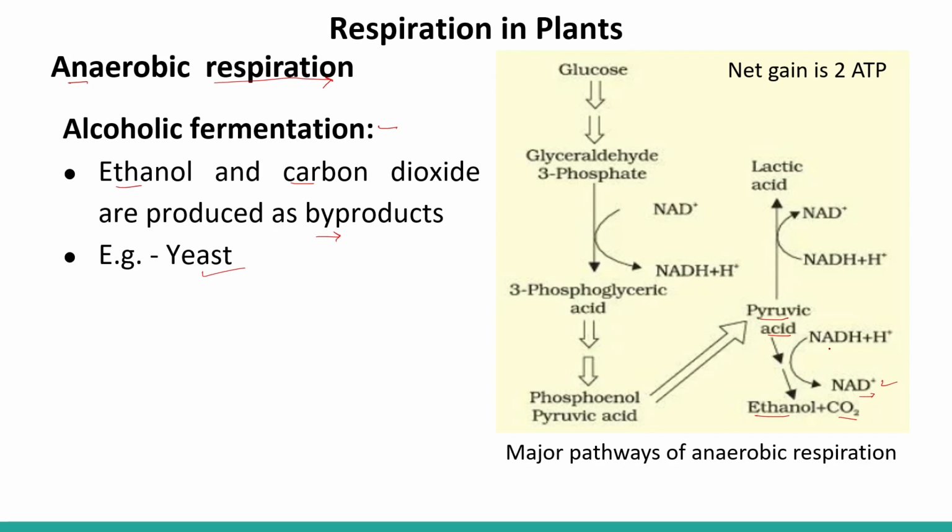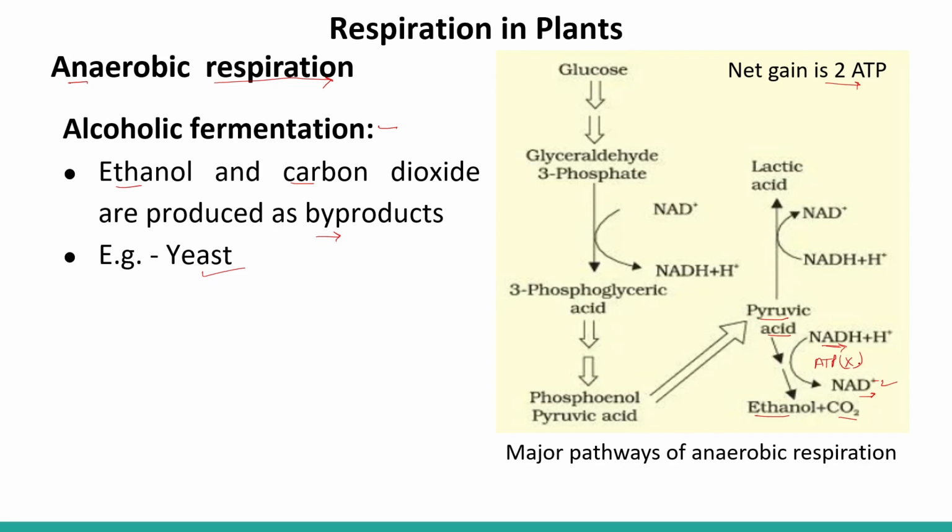Another thing to notice here is that there is a regeneration of NAD plus. During glycolysis, NADH was produced. Here the NADH produced is now utilized and NAD plus is produced. So this was alcoholic fermentation. The net gain here is 2 ATP. Why? Because there is no ATP formation here.